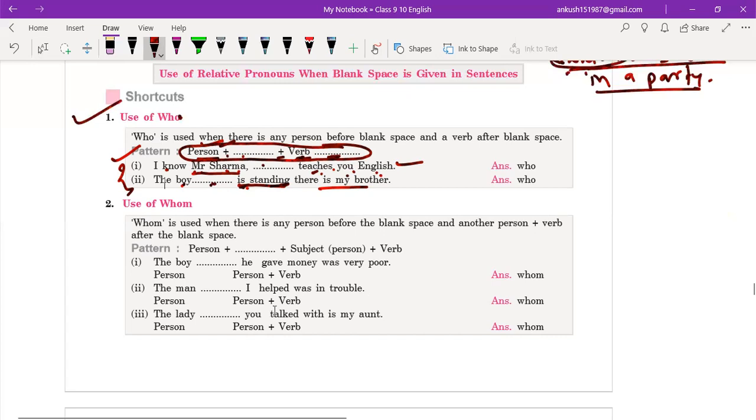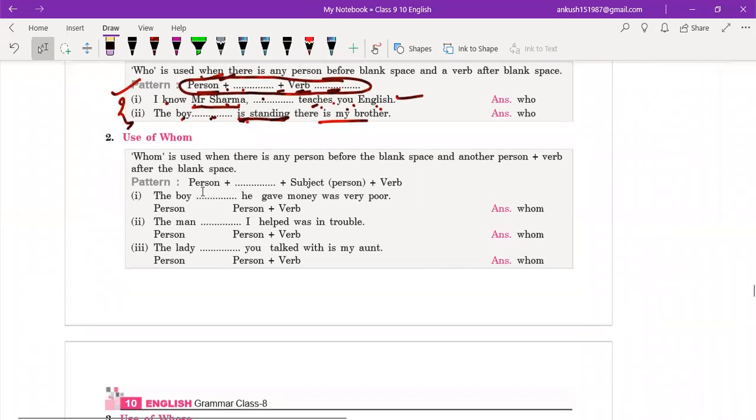See, second use means the use of whom. How to use it? When do we use whom? Whom is generally used when there is a person before the blank space where we have to use whom. So there should be a person and another person plus verb after the blank space. See, the pattern is given like person plus relative pronoun whom plus subject. That should also be a person, and after that there should be a verb.